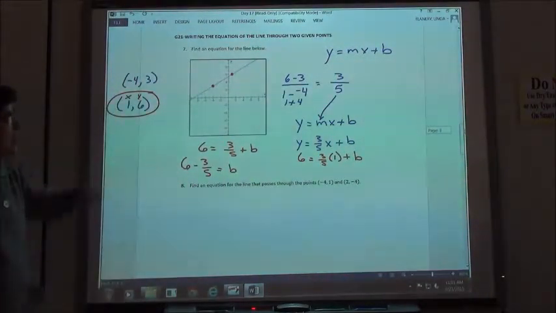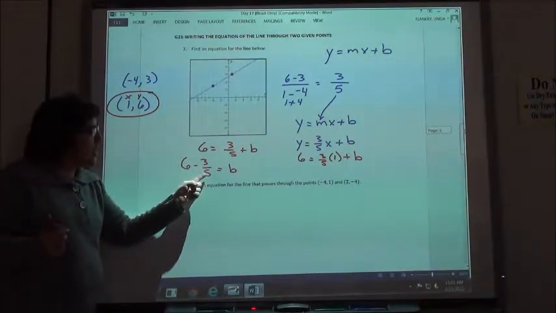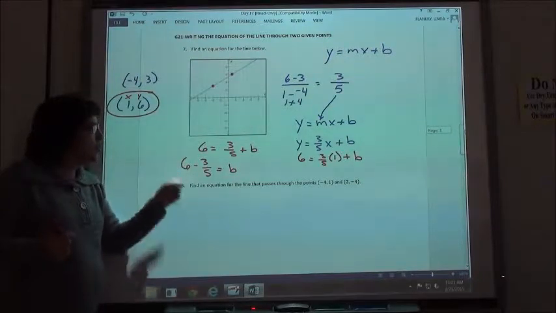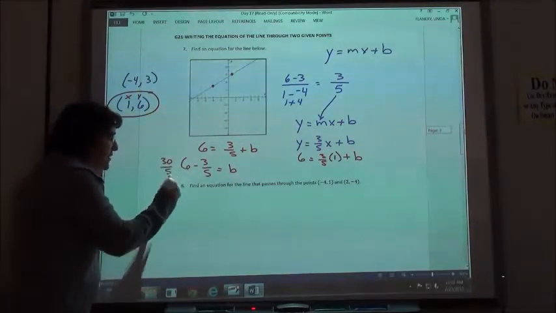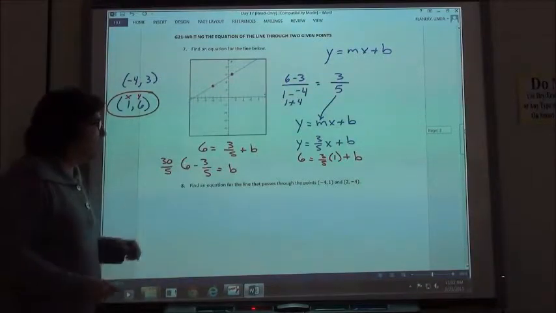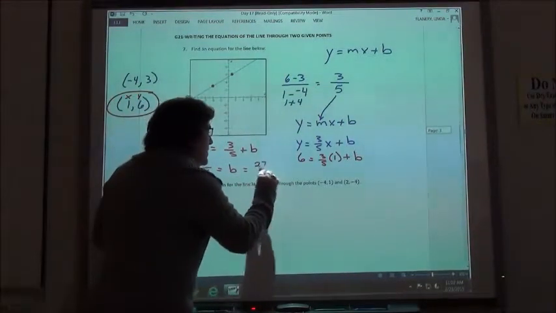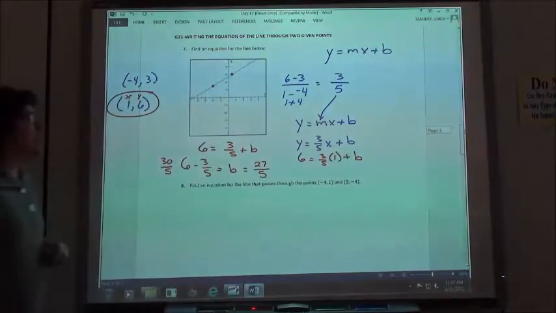Now you could do that on your calculator. If you're not using your calculator, the easy thing to do is take the denominator times your whole number. 5 times 6 gives me 30/5. 30/5 minus 3/5 is 27/5 for your y-intercept.